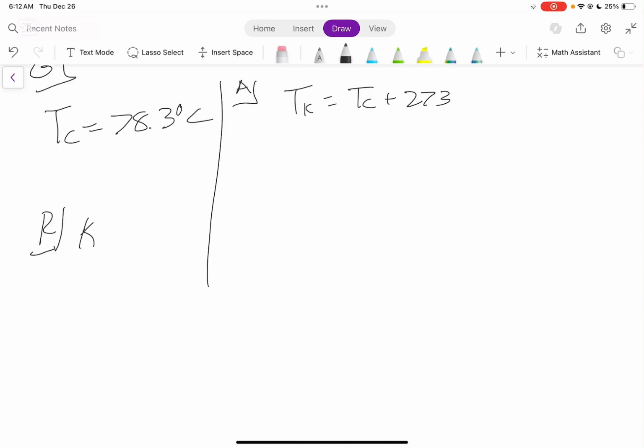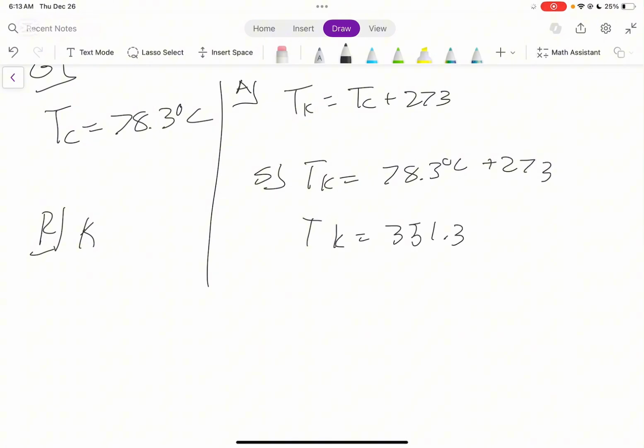And now we can just go straight into our solution. So the solution is TK is equal to 78.3 degrees Celsius plus 273. And now you can just plug this into your calculator, and you should get 351.3. And because there's 3 significant digits here, we can round to 3 significant digits. So 351 K. K is the unit we use for Kelvin. We use K as the unit of measurement.